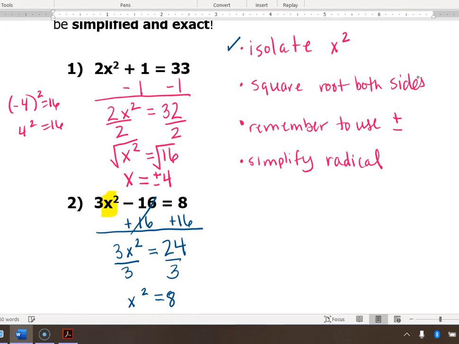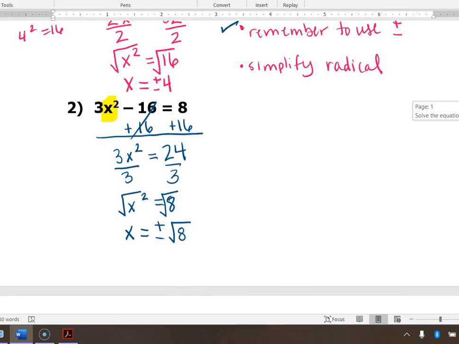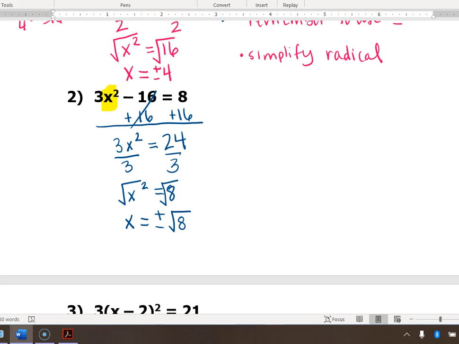Now I'm going to take the square root of both sides. I can check that off my list. x is equal to, we have to remember to use my plus or minus sign. We have the square root of 8. Now, the square root of 8 is not a whole number. However, I can take a look at what my perfect square values are and see if I can simplify what I have underneath my square root down any more than it shows.